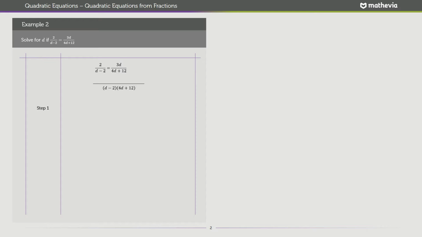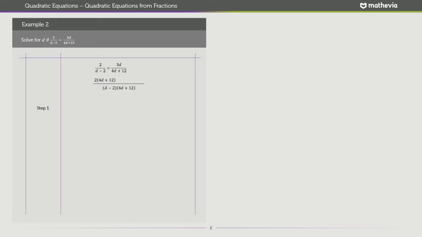Okay, now d minus 2 multiplied by 4d plus 12 is our LCM. We divide that by d minus 2. So d minus 2 multiplying 4d plus 12, the d minus 2's will cancel. You're left with 4d plus 12, and then you multiply that by 2. So what you have is 2 times 4d plus 12.